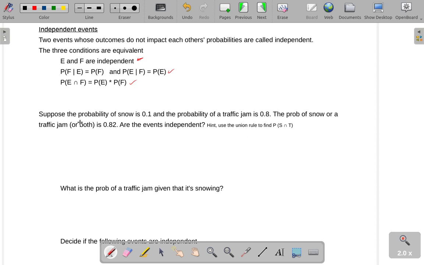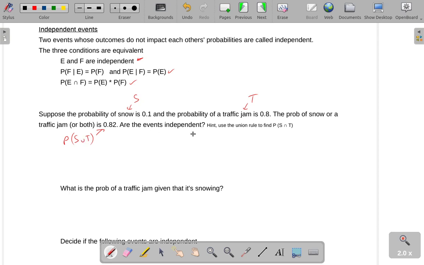Alright, so let's do an example. Suppose the probability of snow is 0.1 and the probability of a traffic jam is 0.8. The probability of snow or a traffic jam or both is 0.82. We're trying to figure out, are these events independent? Let's name some events. Let's call snow S, and a traffic jam T. The probability of snow or a traffic jam is the probability of S union T. Notice I said union there because it's the first one or the second one or both. That gives me the probability of the union.